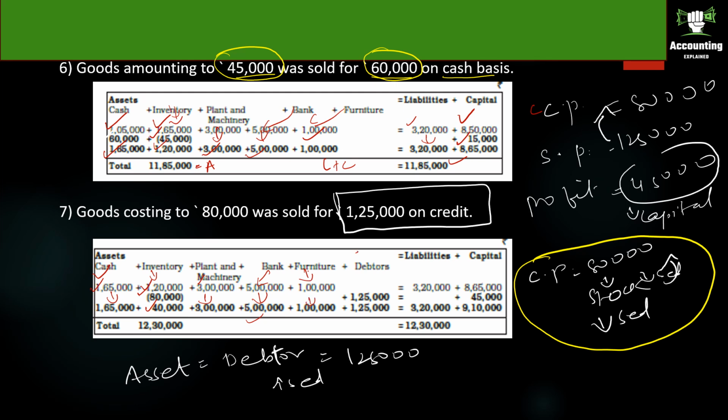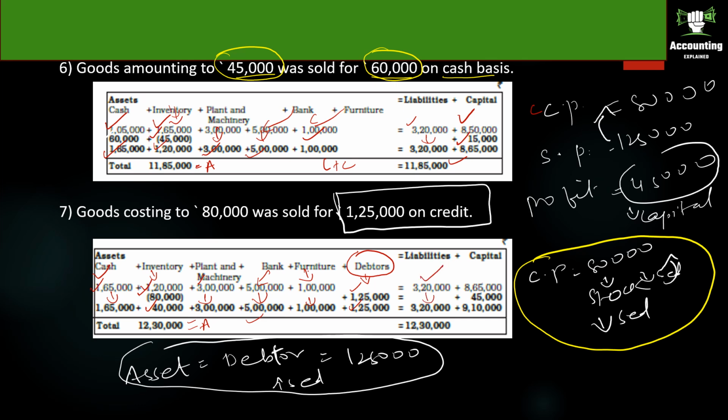And now we are introducing a new asset account called debtors. And it has to be increased by 1,25,000. Okay. So debtors is increased by 1,25,000. When you add everything, you get 12,30,000 as your assets. Liabilities remains the same, 3,20,000.